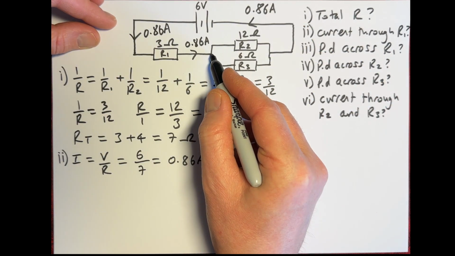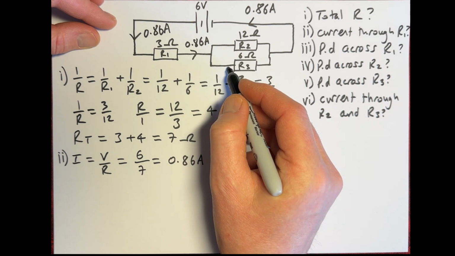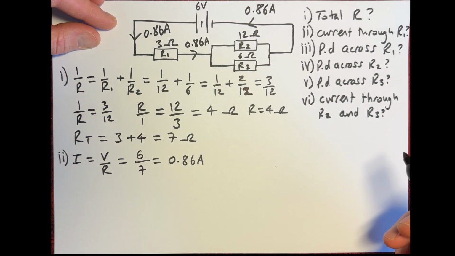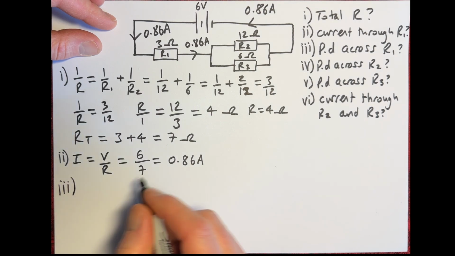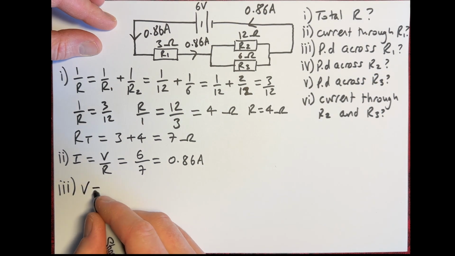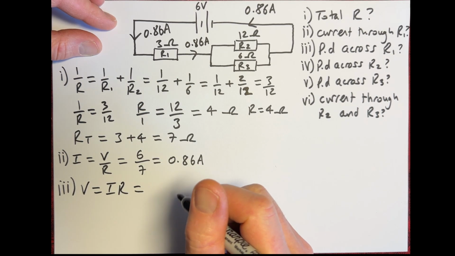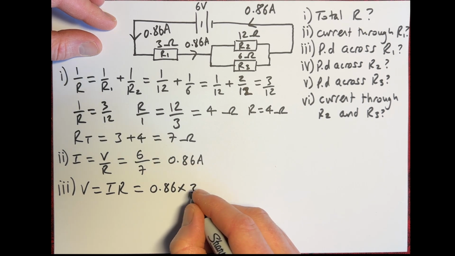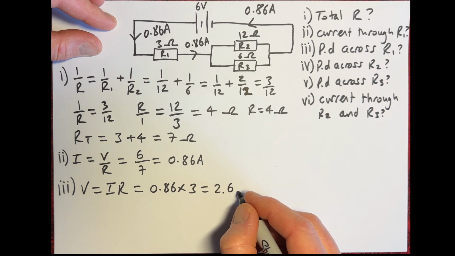Now, when the current gets here, it's going to split into 2. We don't know the current in each of these branches yet, but what we do know is the current through this resistor here is 0.86 amps. Okay, now the next bit is to work out the potential difference across R1. To do that, we just do V equals IR. We know that the current through R1 is 0.86, and the resistance of it is 3. So 0.86 times 3 gives you 2.6 volts.